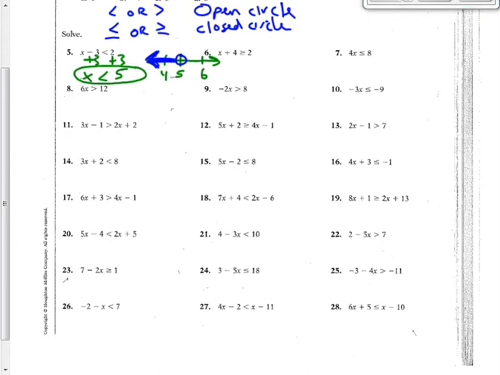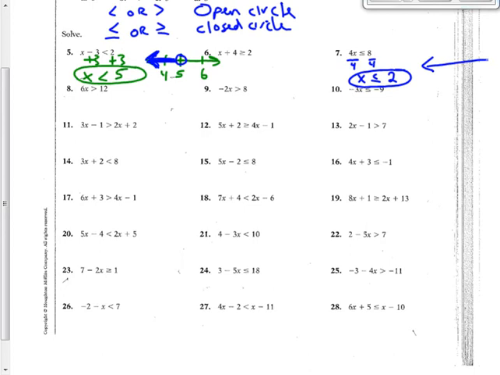Some of these problems you're going to have to use a little bit more space in them. Number 7, I've got 4x less than or equal to 8. So I need to divide by 4. That's my one step. I divided by a positive 4, and so nothing really happens with the inequality. X is less than or equal to 8 divided by 4 is 2. Okay, so there's my answer. X is less than or equal to 2.